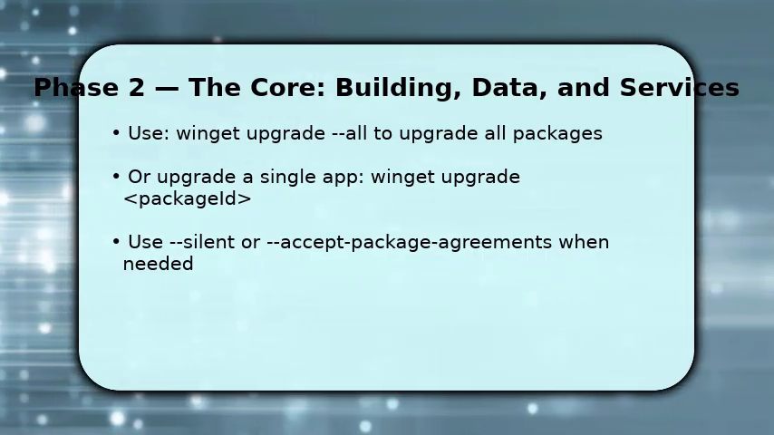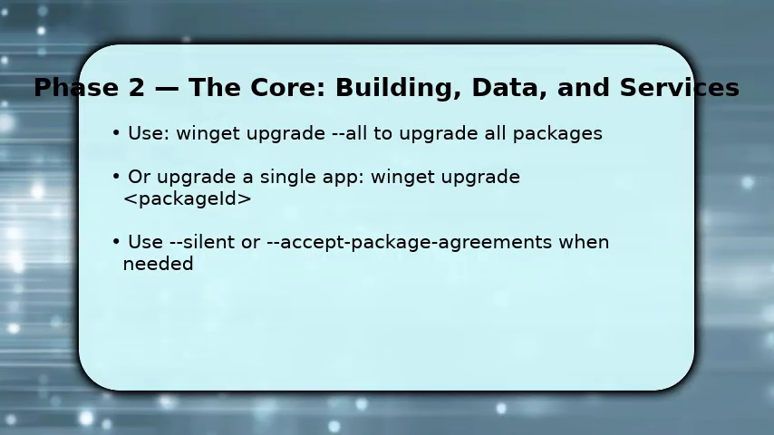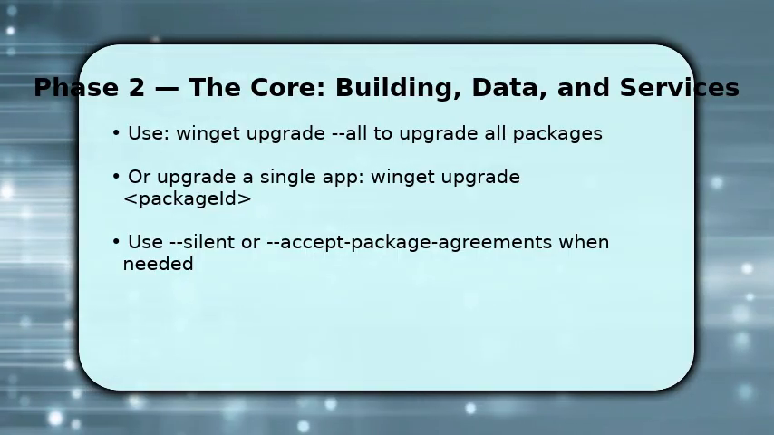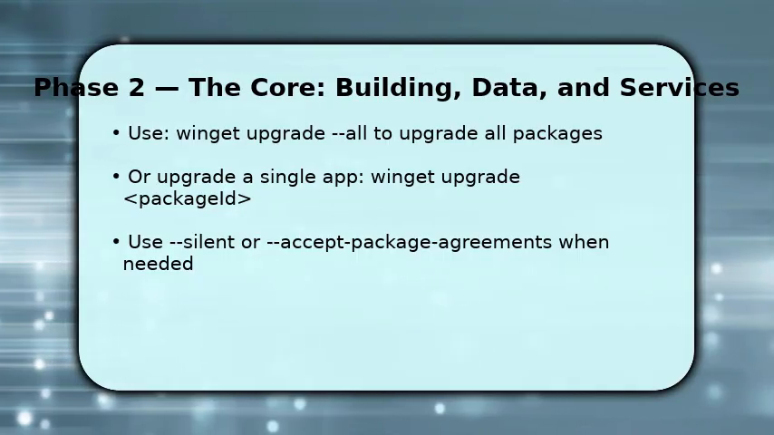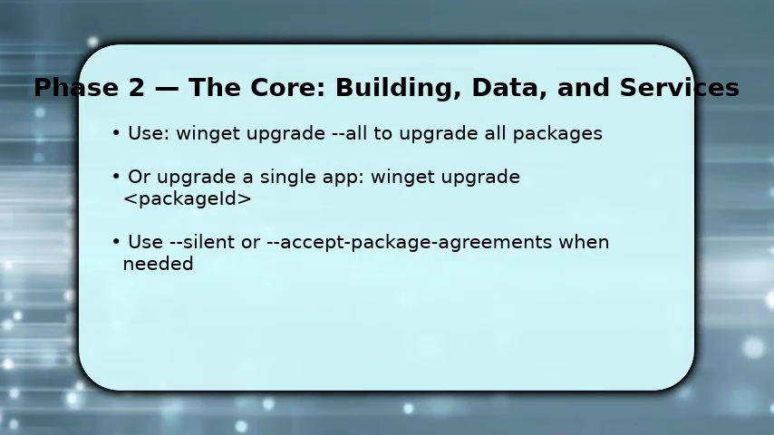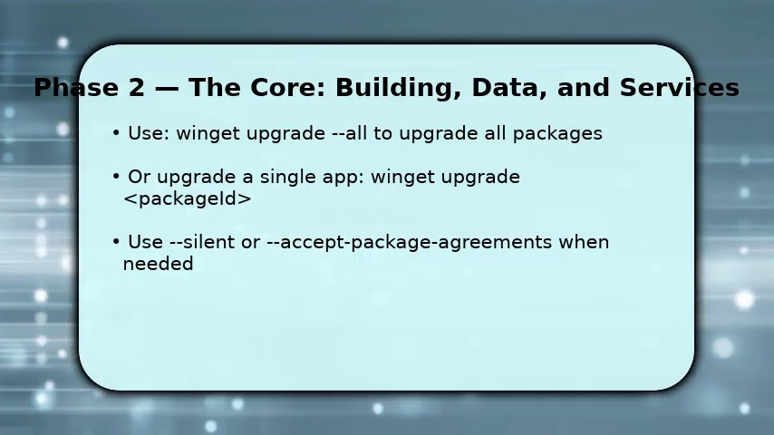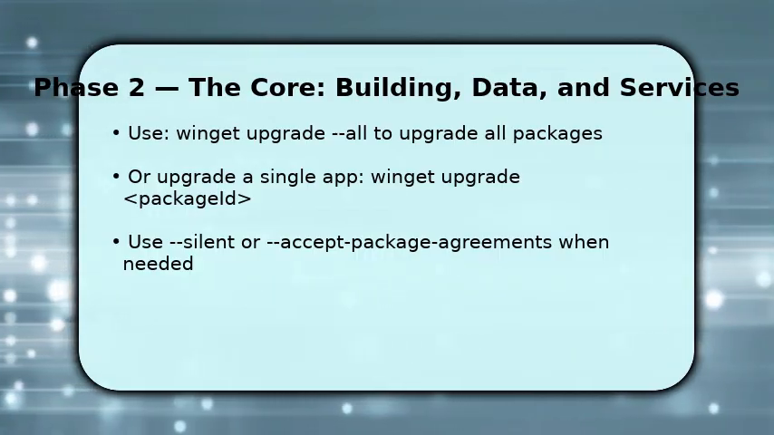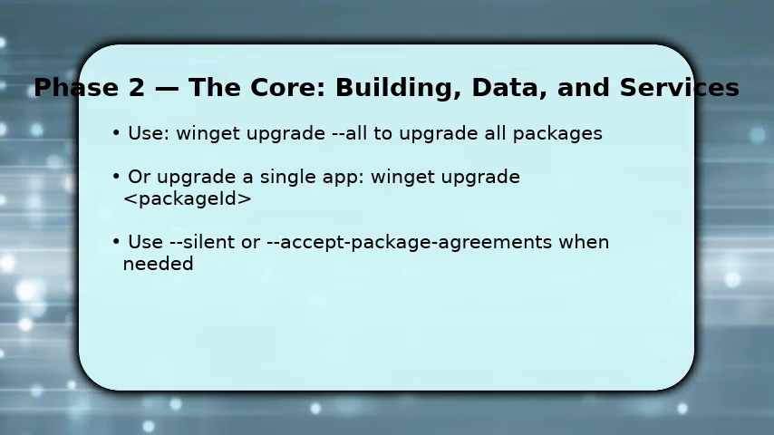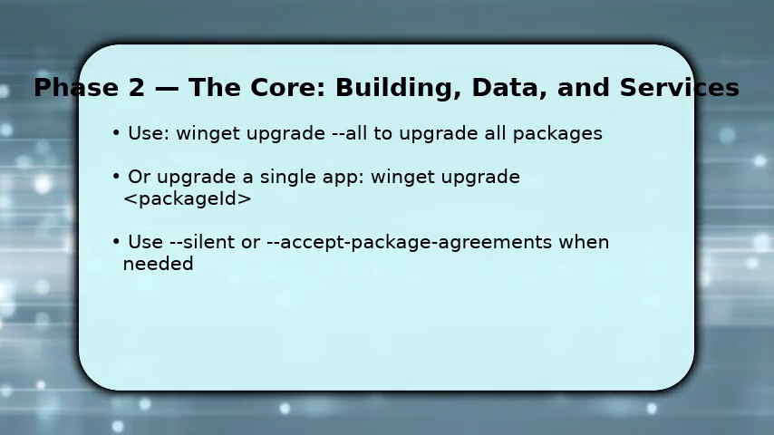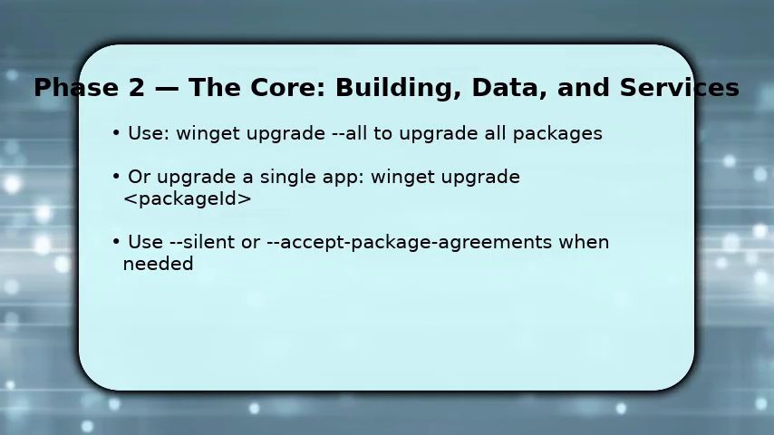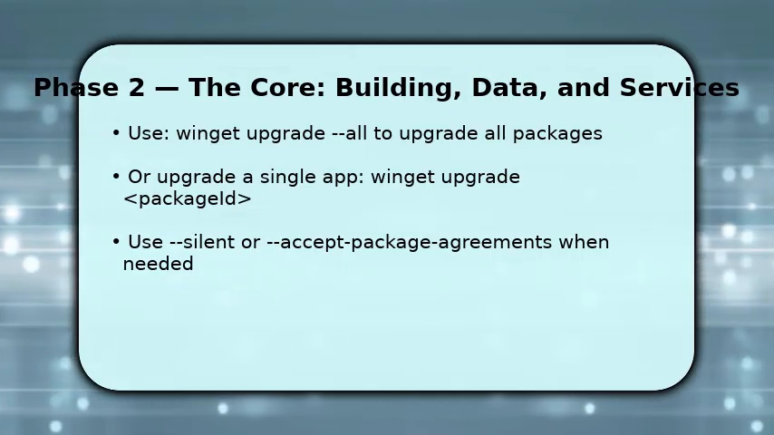Once you start, monitor the output for prompts about agreements or install switches. If installers support quiet modes, add --silent or --accept-package-agreements to avoid interaction. Make sure to run in an elevated prompt when system-level packages require admin rights. After a batch completes, rerun winget upgrade to confirm no residual updates remain.